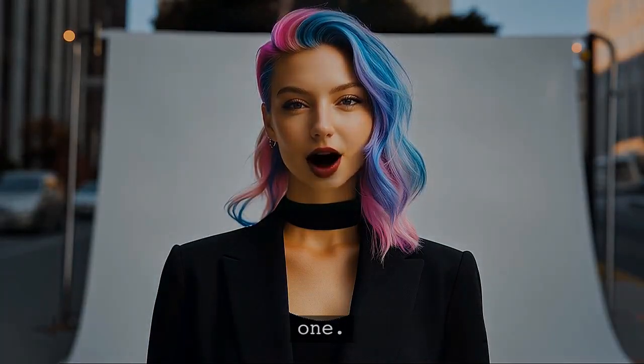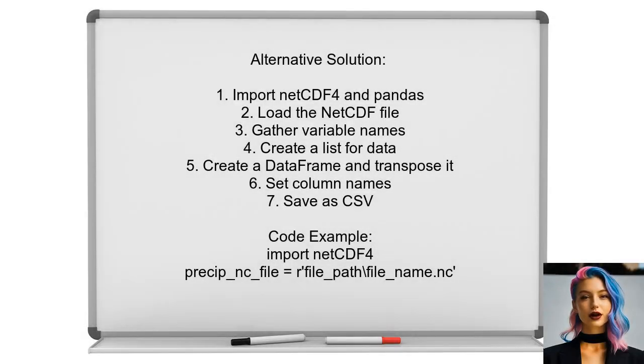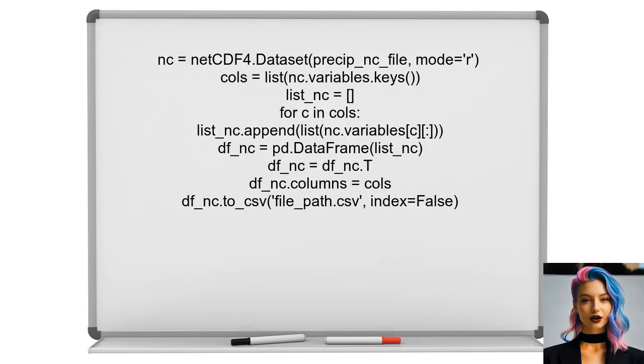Let's explore another one. An alternative approach to converting a NetCDF file to CSV using Python involves using the netCDF4 library directly. First, you import the library and load your NetCDF file. Then, you gather all variable names and create a list to store their data. After that, you create a Pandas data frame from this list, transpose it, and set the column names. Finally, you save the data frame as a CSV file.